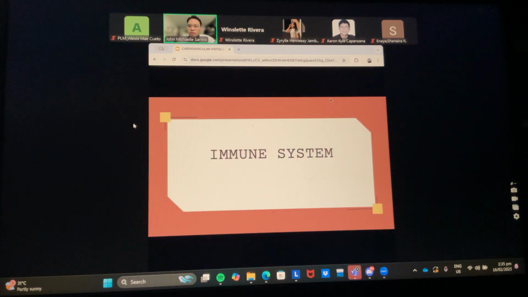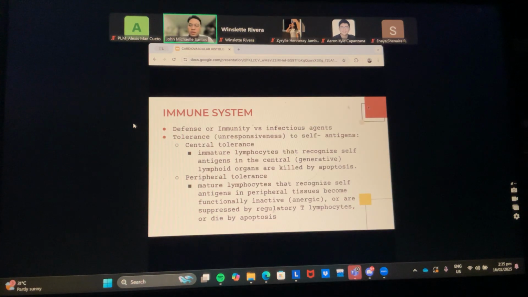Okay, so now let's go to your immune system. So your immune system, basically from the name itself, di ba? It is a defense or immunity. It talks about defense or immunity versus infectious agents.